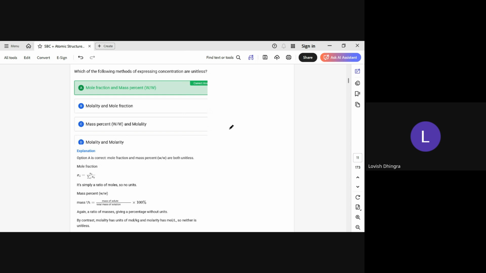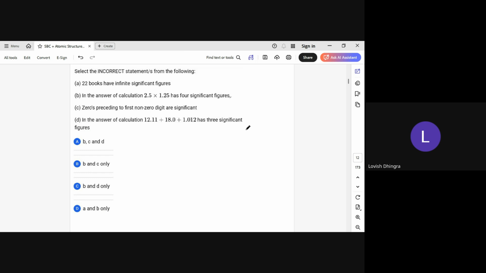Mole fraction also, you have moles by moles, again unitless. What is the formula for molality? Number of moles by mass of solvent. And units? Moles per kilogram, or we write molal also. And molarity? Moles per liter, molar. Yes, good. Okay, next question. Try this one.